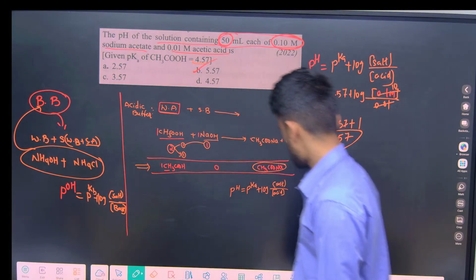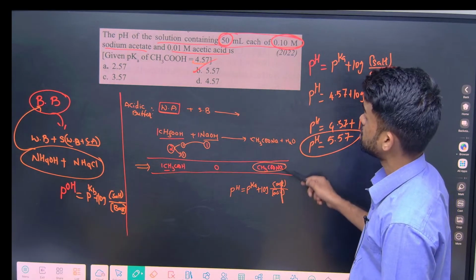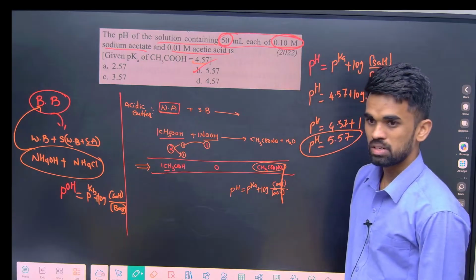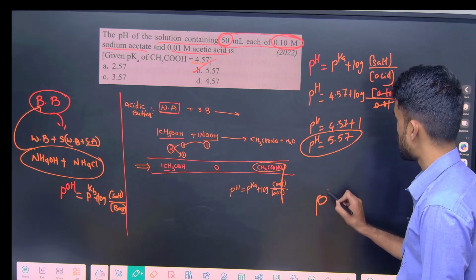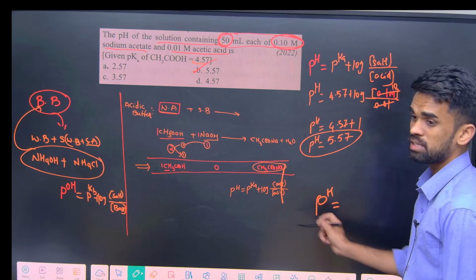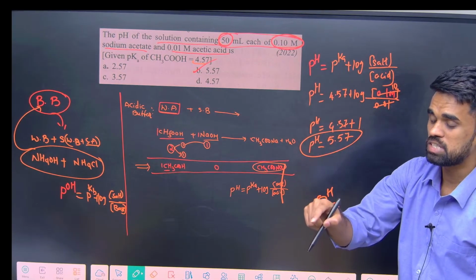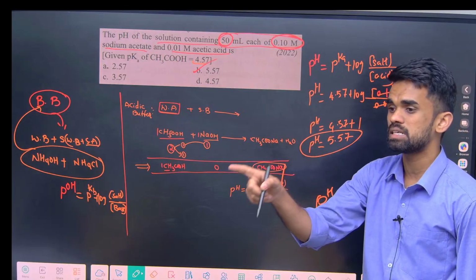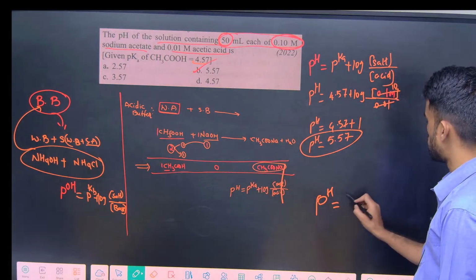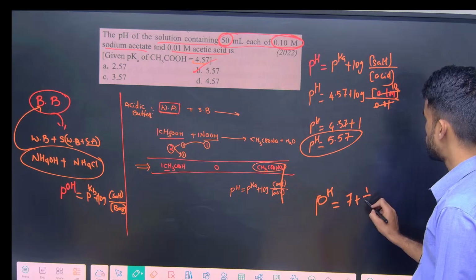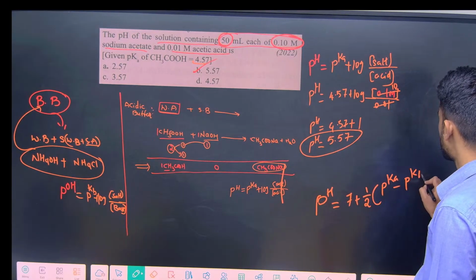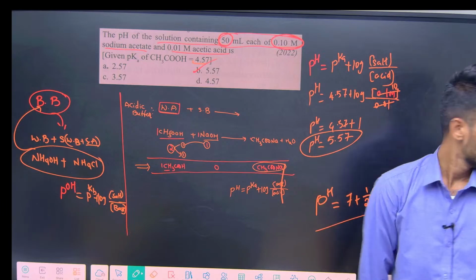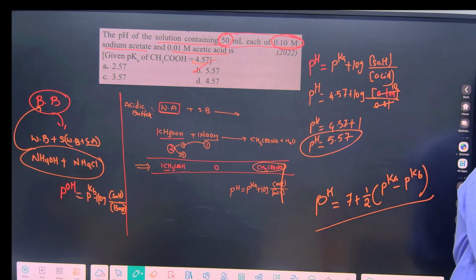Now, see, there is something called a salt buffer. In the case of a salt buffer, what is the formula of pH to be used? Tell me. This is formed by the combination of a weak acid plus a weak base. So for pH you can use 7 plus half of pKa minus pKb. That's it. These are the things to be remembered here. Let's move forward.